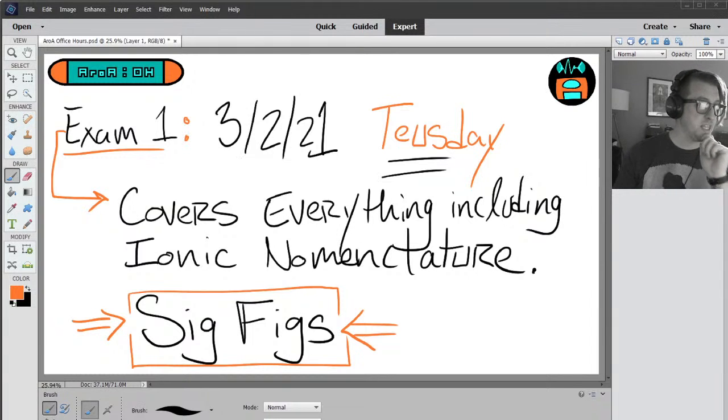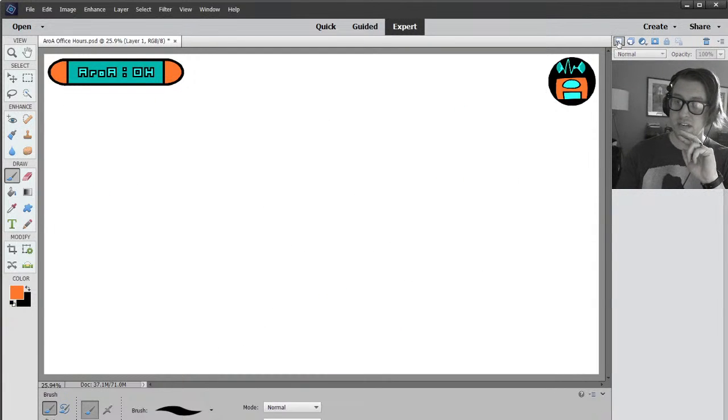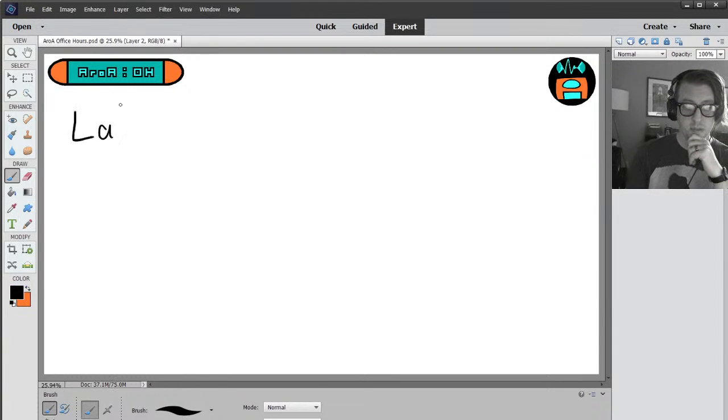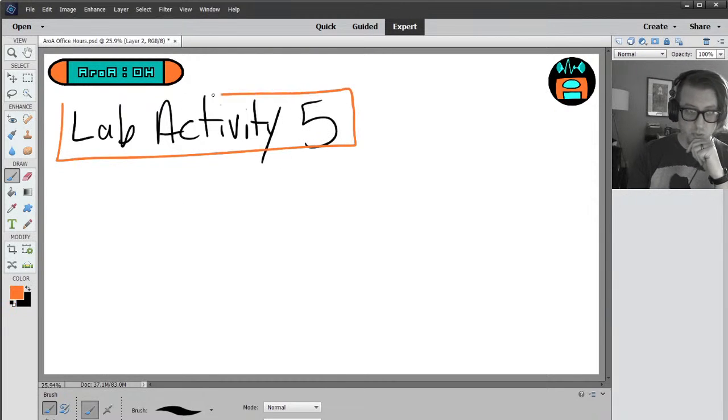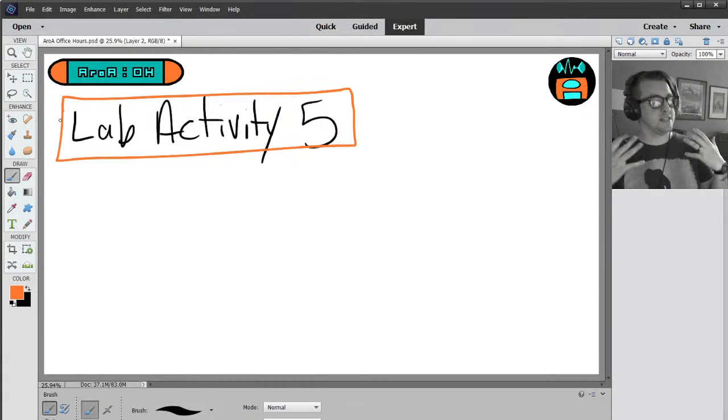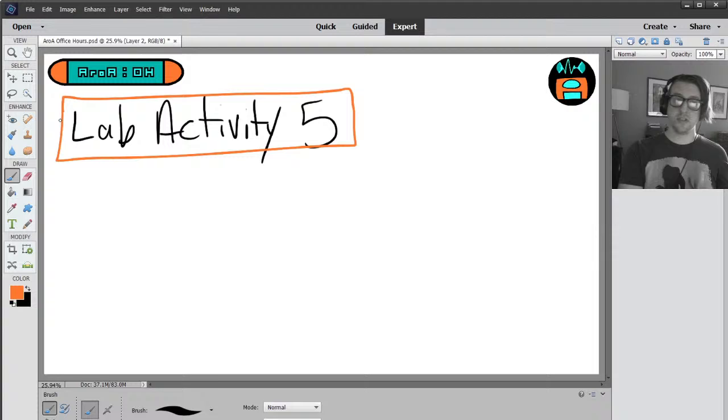All right. Now, the second thing that I want to talk about is lab activity 5, which is this week's lab. Now, typically, as you know, there's a pre-lab that's due before your lab starts, both for Tuesday and Thursday. And then there's an in-lab that's due during the lab period, and then the post-lab is due before lab starts next week. Now, your post-lab for lab activity 5, nothing's changing.